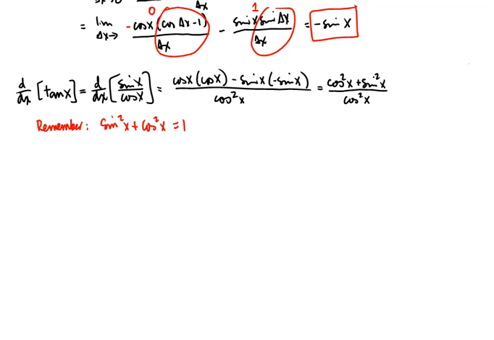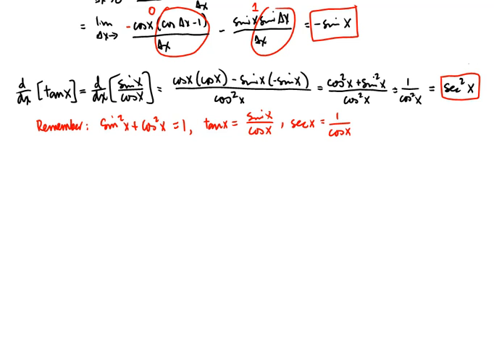So applying this to our result, we get 1 over cosine squared of x, and 1 over cosine of x is secant, another important function. And since secant of x is 1 over cosine of x, 1 over cosine of x times 1 over cosine of x is just secant squared. And that is the derivative of tangent of x, and that is absolutely something that you will need to memorize.